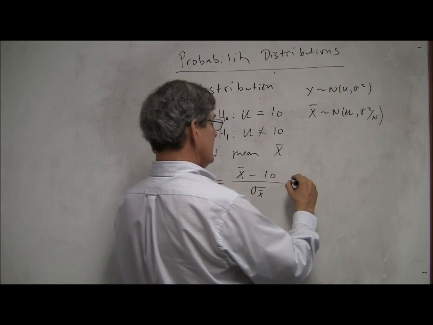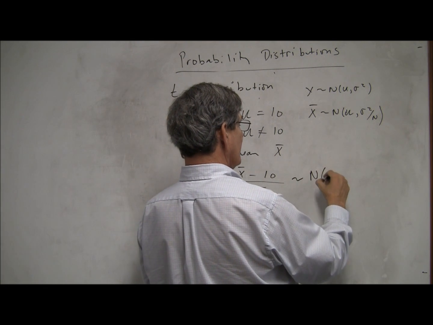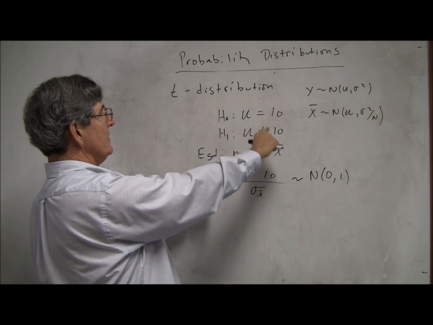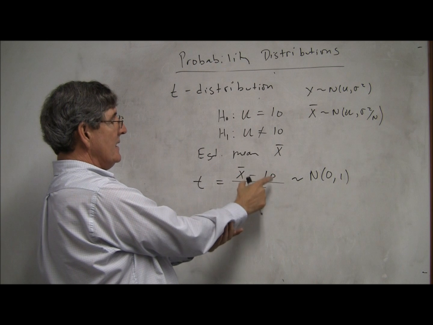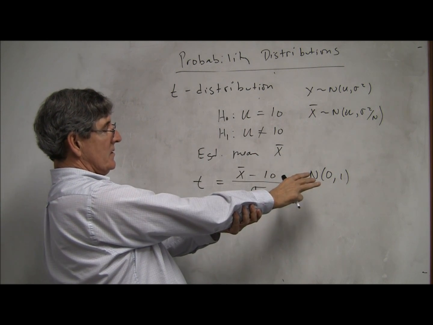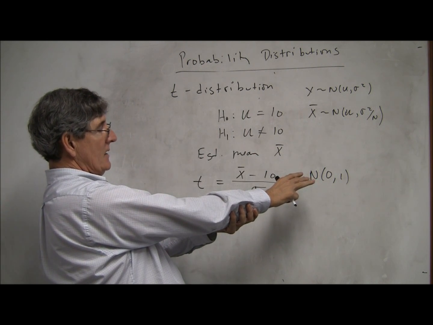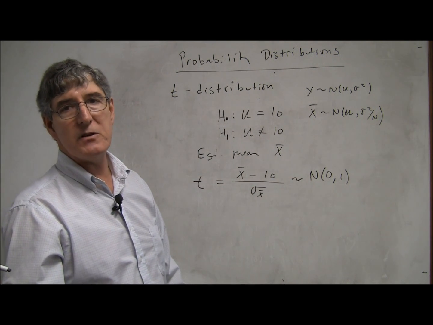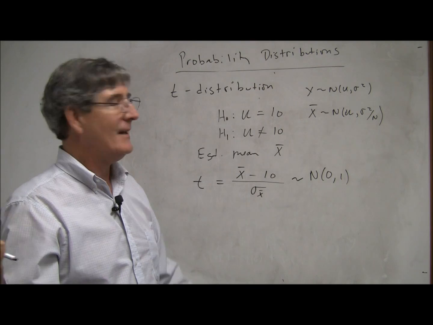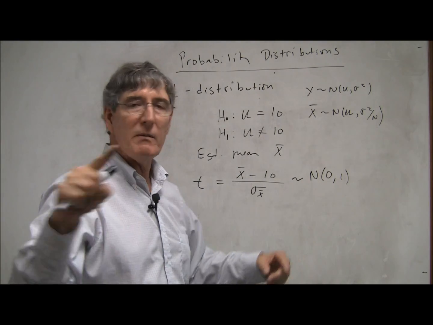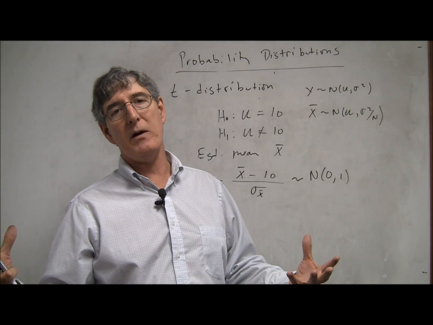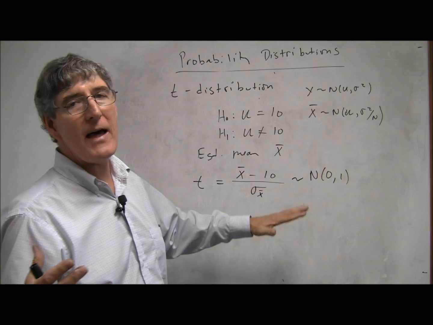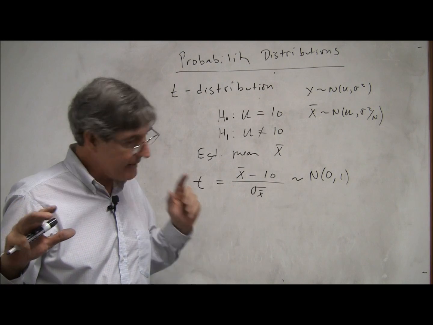This is distributed normal 0, 1. By subtracting off the mean, if the null is true, if that's the true mean, this transformation gives you a normal 0, 1, and you can use that to do test statistics. So you can just look up a normal distribution in the back of the book and use the normal probability values to figure out whether to accept or reject a hypothesis. We'll go through a lot of that later. I don't want to do hypothesis testing right now.